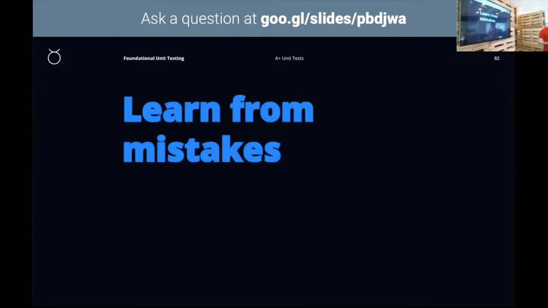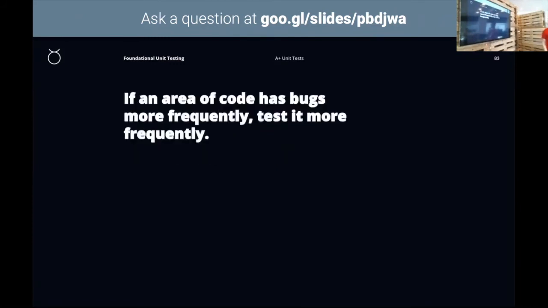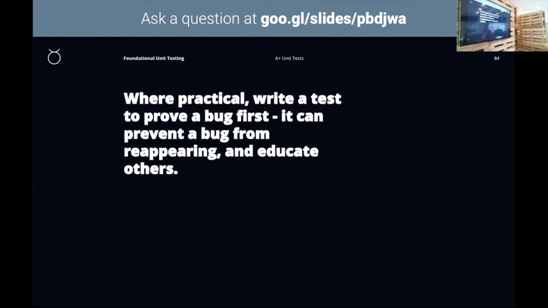Learn from mistakes. So if an area of code more frequently experiences bugs, test it more frequently. Put more effort into testing that area. When practical, write a test to prove a bug first. So if you run into a specific issue, write a test that says it shouldn't be doing this, then solve the issue. This has 2 benefits.